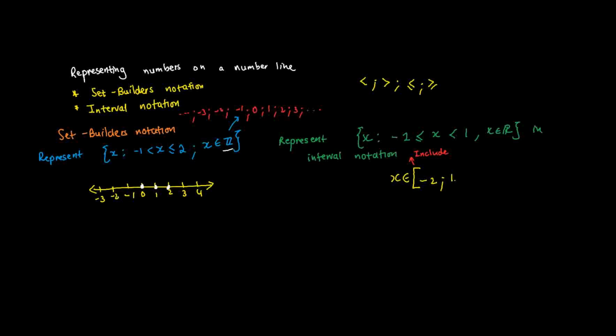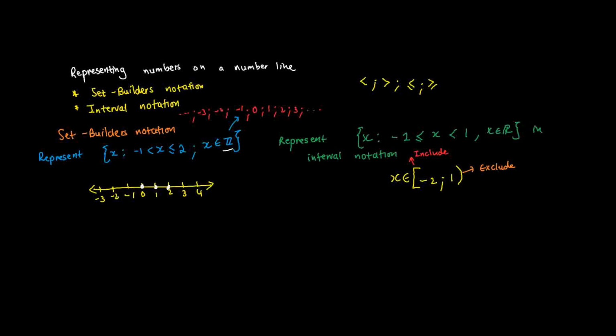Can x be 1? No, x cannot be 1 because it's not the less than or equal to sign. It's the less than sign. So we use the round brackets. And that is basically how we represent set builder notation. So when we use the round brackets, it means that you're excluding the 1. If it was a square bracket here, it means that you're including the 1.